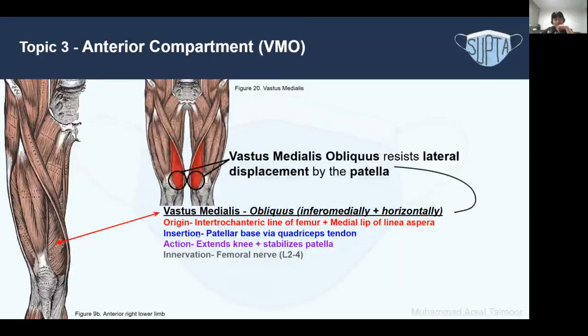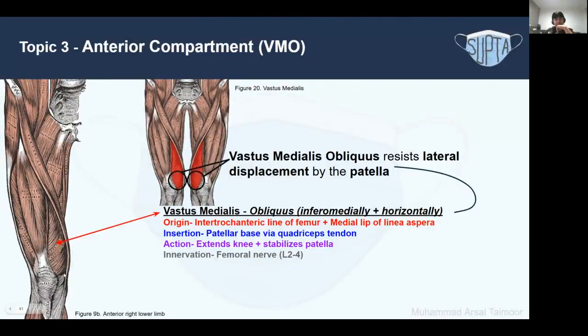Vastus medialis is obviously one of the muscles we talked about earlier, part of the medialis intermedialis and lateral vastus lateralis. So it's originating from the intertrochanteric line and the medial lip of the linea aspera. It inserts, similar to the others, the patella base, and it extends the knee, stabilizes the patella.